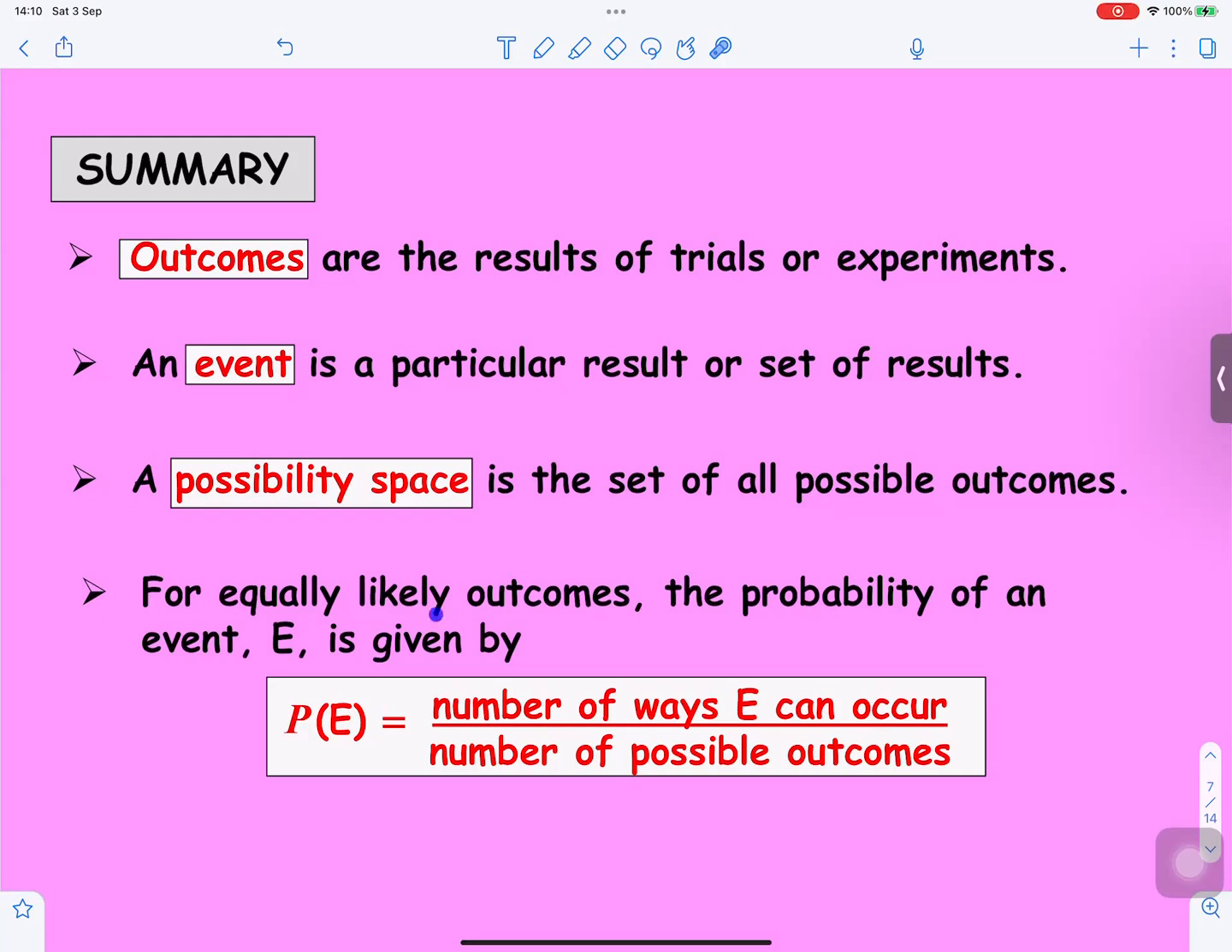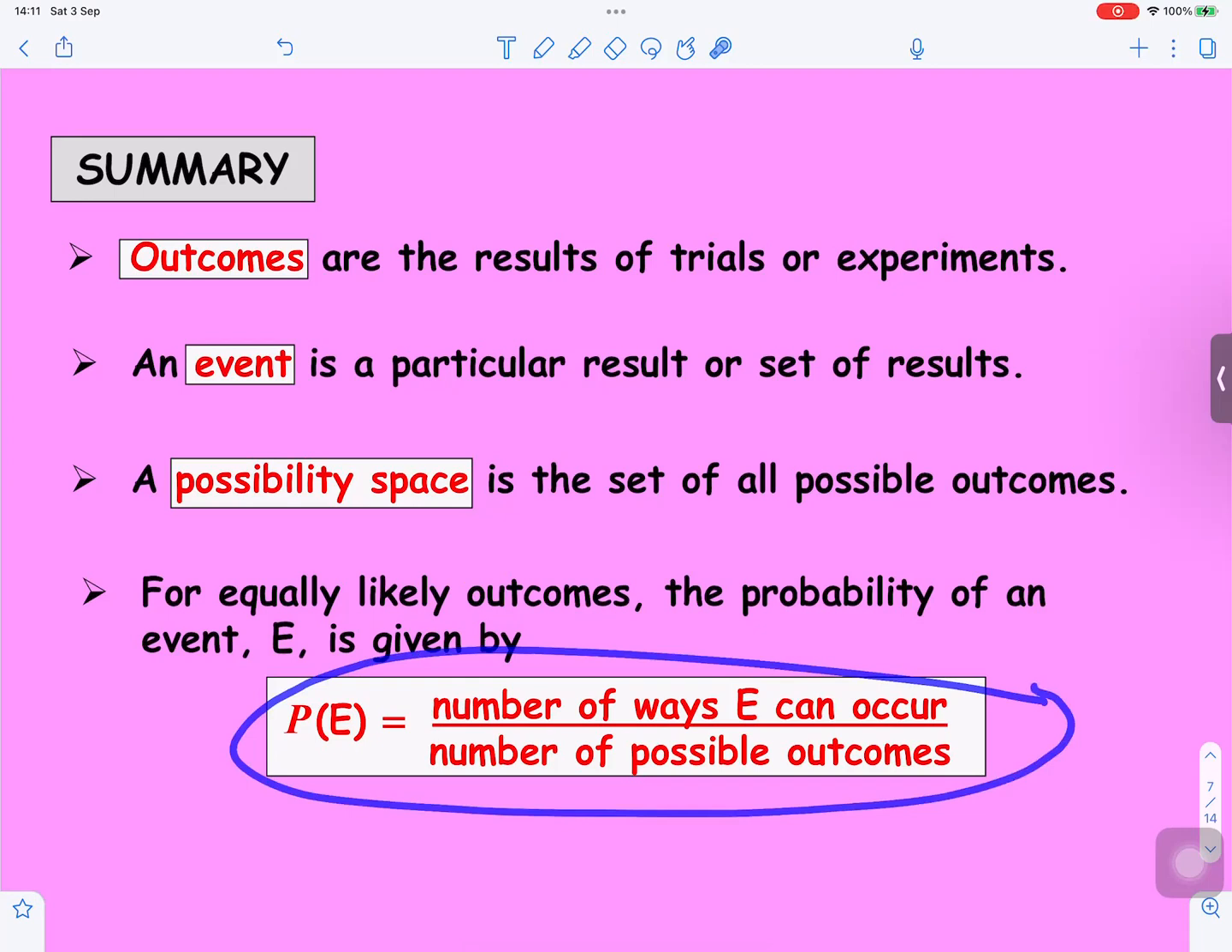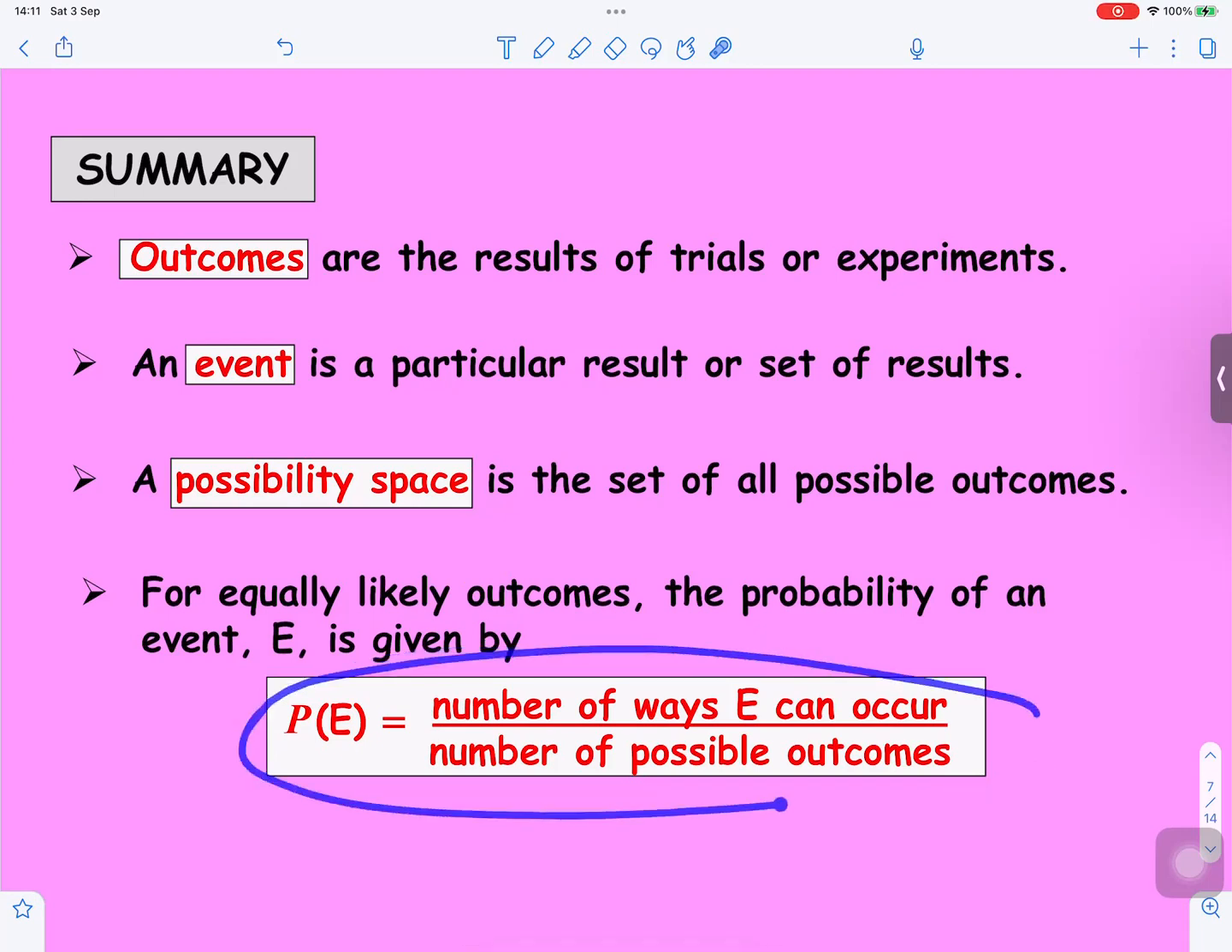For equally likely outcomes, the probability of an event E is given by the number of ways the event can happen or can occur over the total number of possible outcomes. So you need to learn this formula. This is not given in the exam. You need to learn this formula.